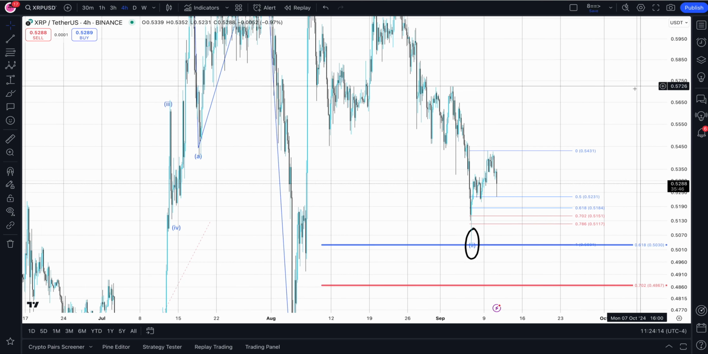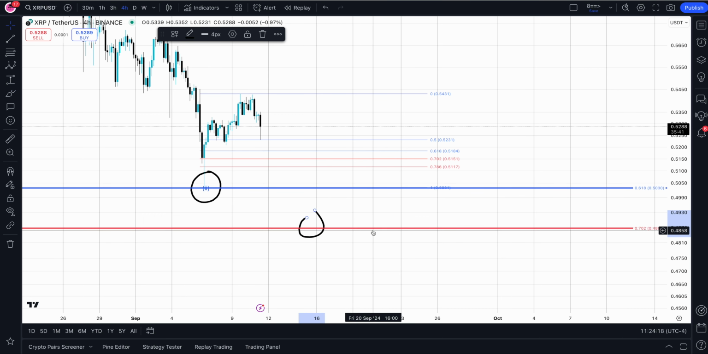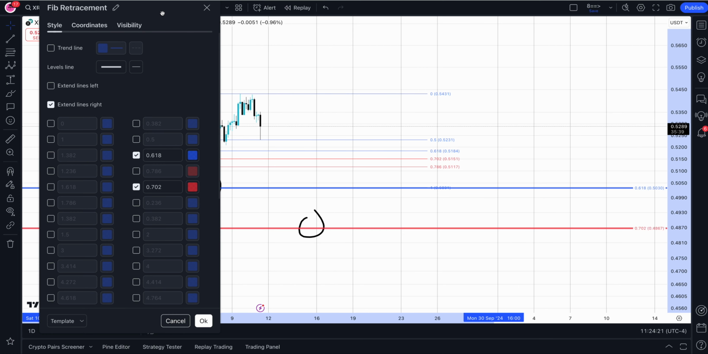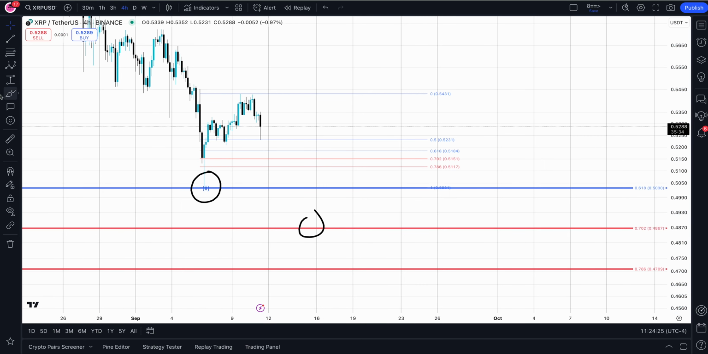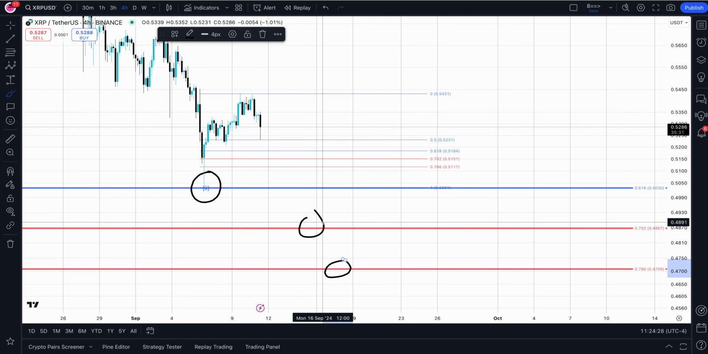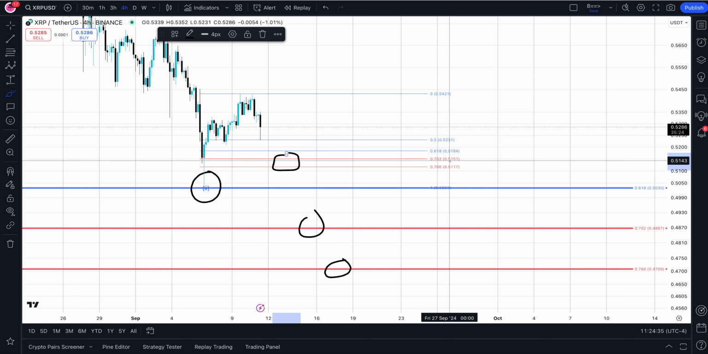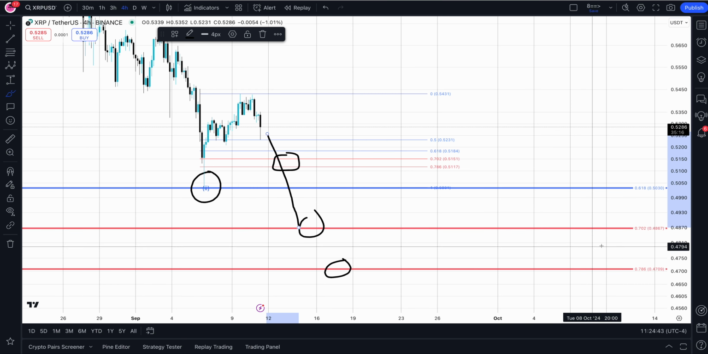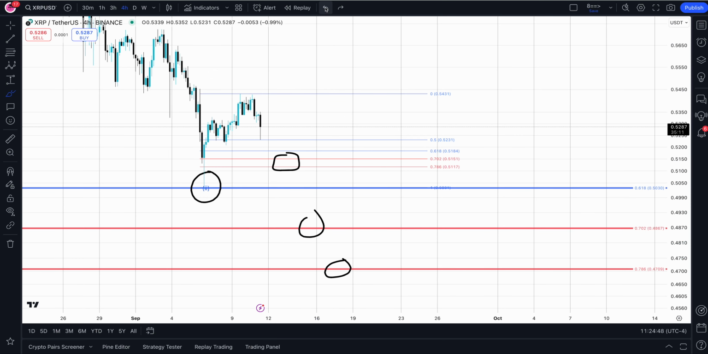Now, there is a possibility that we come down towards the 70.2% fib or the 786 if we end up losing 0.5117. So this is the 786, 702, and the 618. So if XRP comes down and loses these 2 levels over here at 0.5151 and 0.5117, then it's likely we'll go ahead and come down towards 0.4867 at the 702 with a possible wick towards 0.4709.